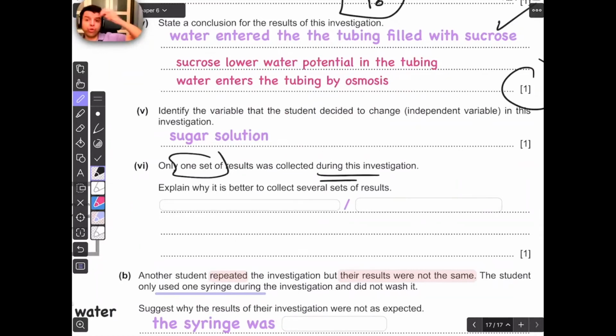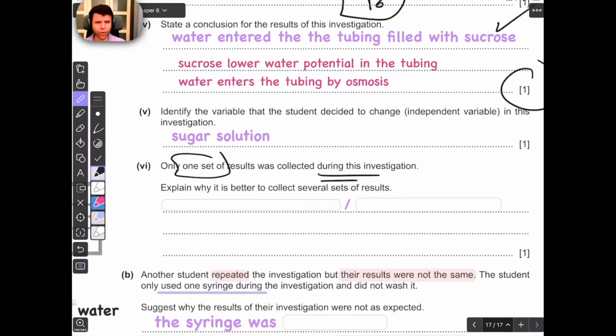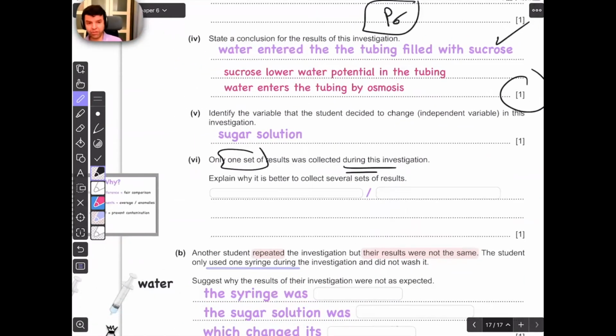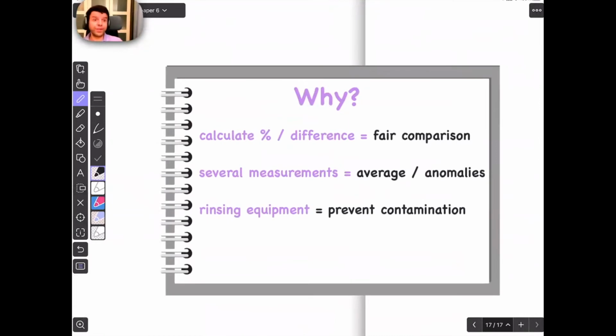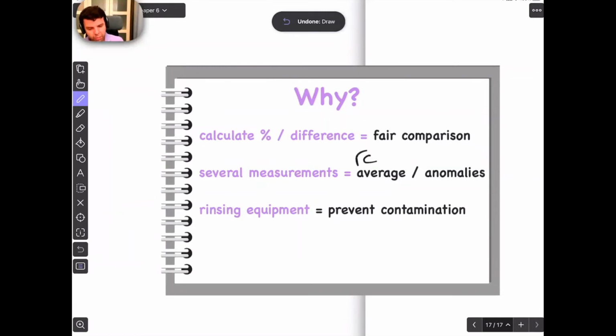Why should we do several sets of results? What's the point of doing several measurements? These questions are always fixed or standard in paper 6. If they ask you why we did several measurements, what would you tell them? We tell them it would help me to make my measurements reliable. It would help me to find errors, like anomalies means errors, right? It would help me to find the average, okay?